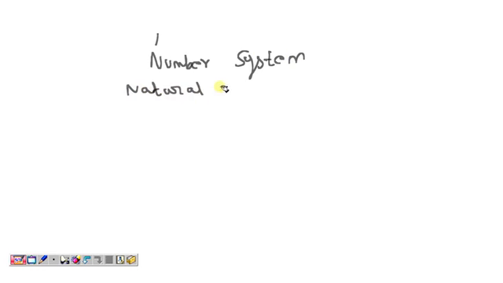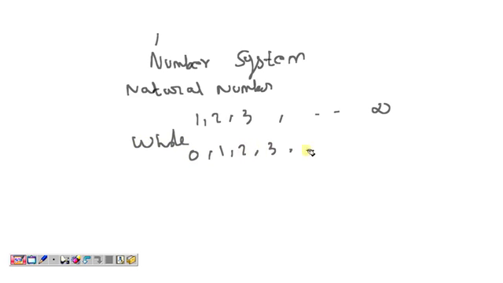So to start with, we're going to see what a number system is. It's a classification of different numbers. You know what natural numbers are. It just starts with 1, 2, 3 till infinity. You know whole numbers: 0, 1, 2, 3 till infinity. You know what integers are as well: -1, -2, and from minus infinity it goes on till infinity.